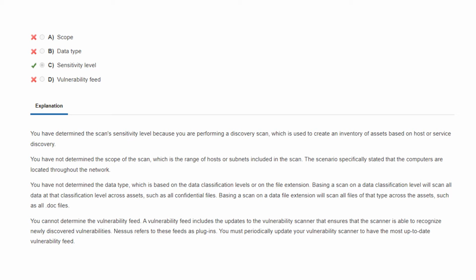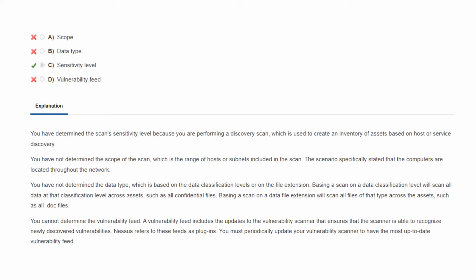You have determined the scan sensitivity level because you are performing a discovery scan, which is used to create an inventory of assets based on host or service discovery. You have not determined the scope of the scan, which is basically the range of hosts or subnets included in the scan. The scenario specifically states that the computers are located throughout the network.